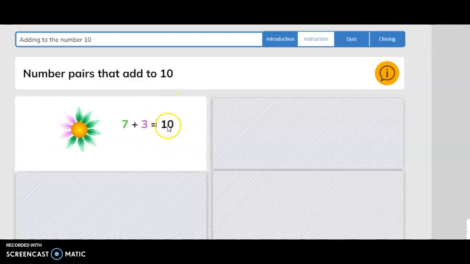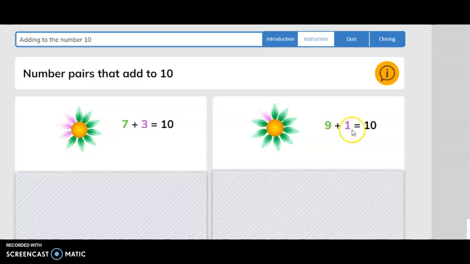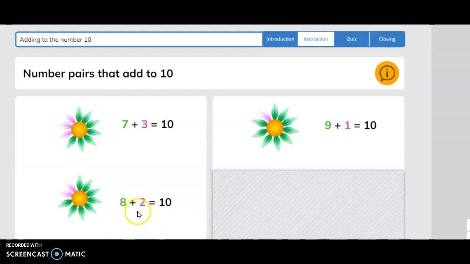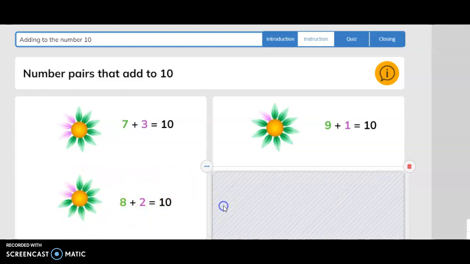7 plus 3 equals 10. We have 3 purple petals and we have 7 green petals. 9 plus 1 equals 10. We have 1 purple petal and we have 9 green petals. 8 plus 2 equals 10. We have 8 green petals and we have 2 purple ones.